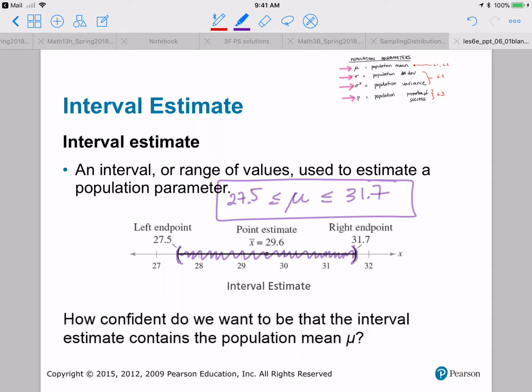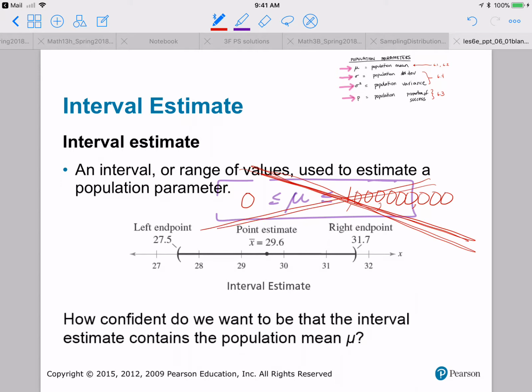But now here's the dilemma. How confident do we want to be that the interval estimate contains the true mean? Because if we wanted to be 100% confident, we could say mu is somewhere in between 0 and 1 billion. Now that would be a very good estimate in the sense that we're definitely confident the true value is in there, but it is a useless estimate. Why? Because there aren't even 1 billion hours in a month. We know for sure that mu is going to be a positive number. So even though we're 100% confident, this isn't a helpful estimate.